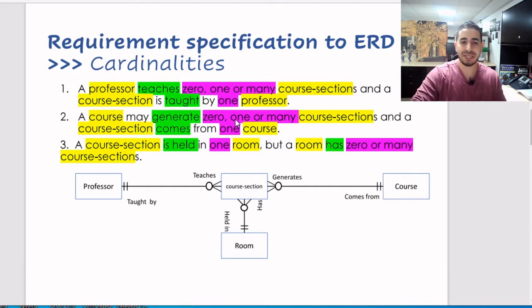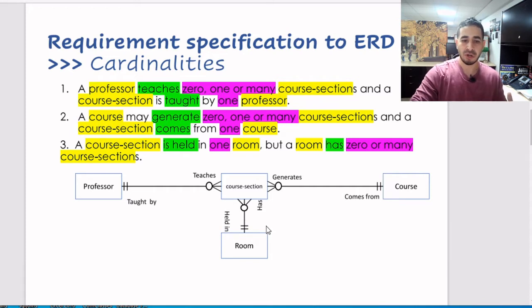So course may generate 0 or many course sections. So that is generates. So it's many as the maximum and 0 as the minimum. And also here it says course section comes from one course. So comes from. So the course section comes from a maximum of 1 and a minimum of 1 course. Then the last relationship, here the course section is held in one room. Technically, the 1 here is talking about the maximum of one room and a minimum of one room. So a course section is held in a maximum of one room and a minimum of one room. We have the 1, 1 right here. Then we have a room has 0 or many course sections. So that means a room has a maximum of many course sections and a minimum of 0 course sections.